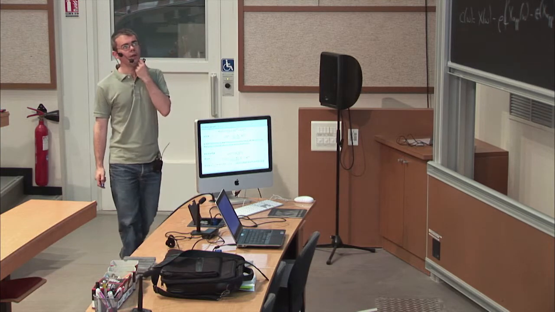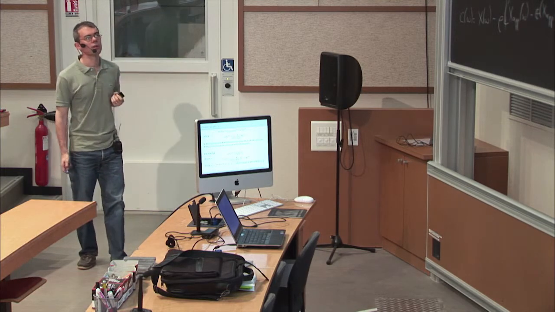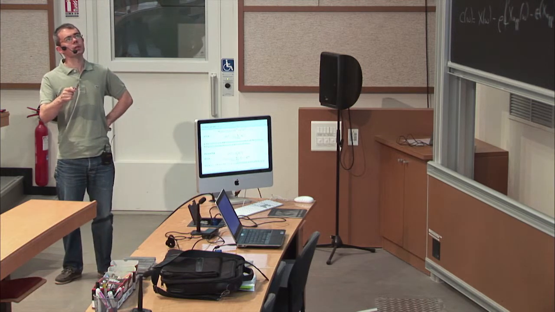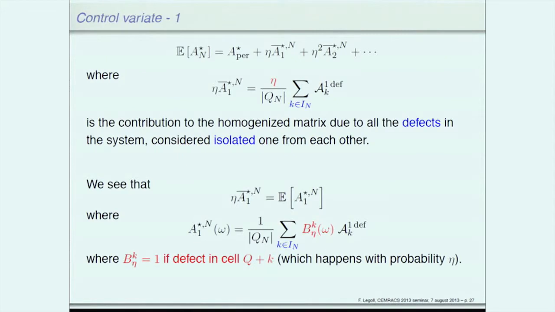So let me describe this on the first order correction. If you understand this, you will have understood everything. What I wrote is that the expectation of A star n is the contribution of the periodic structure plus the first order correction. And the first order correction is due to the contribution of configurations with 1 defect, and it is scaled by eta because this is essentially the probability of having 1 defect. And this is a deterministic quantity. This is the marginal contribution of a configuration with 1 defect in the cell.